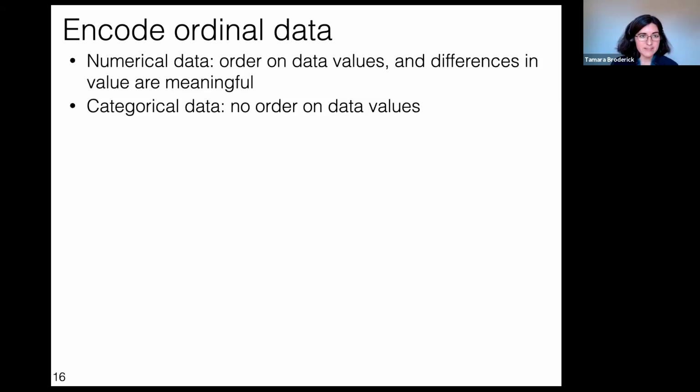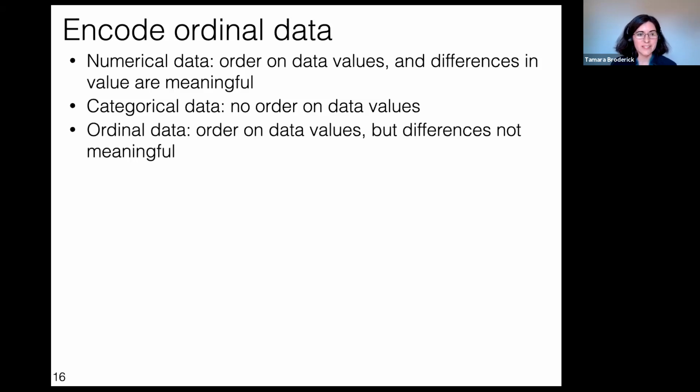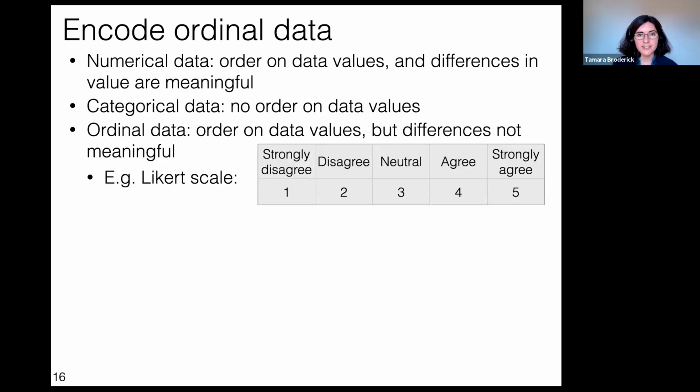And there's a different type of data that's kind of in between these, where there's an ordering on the data values, but the differences are not necessarily meaningful. So some examples of this, if you've ever seen anything in the social sciences, an example of this is the Likert scale. So somebody asks, hey, I have some maybe political opinion. Do you strongly disagree? Do you disagree? Are you neutral? Are you agreeing? Or are you strongly agreeing? There's an ordering there, but there's nothing that tells you the difference between strongly disagree and disagree is the same as the difference between disagree and neutral. They're ordered, but that difference isn't meaningful.